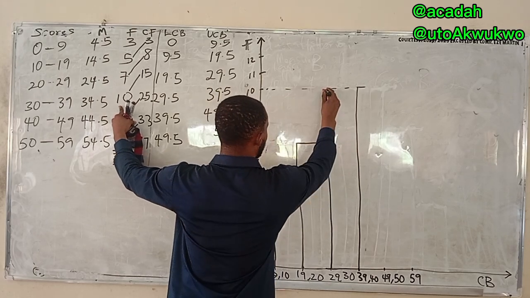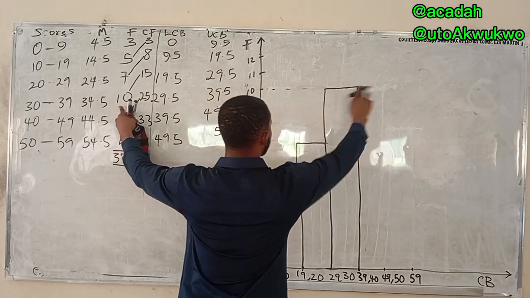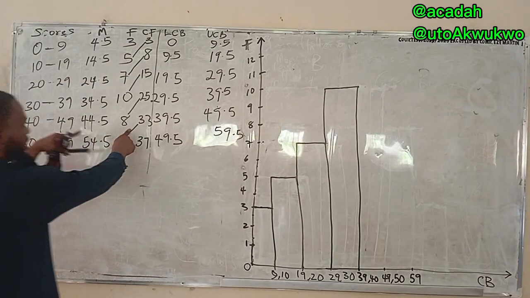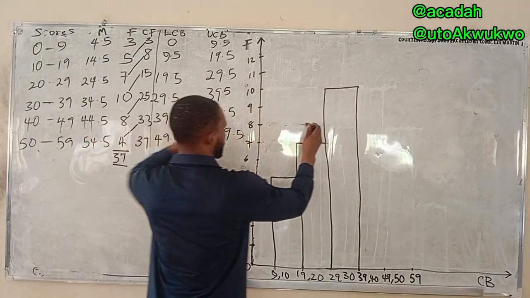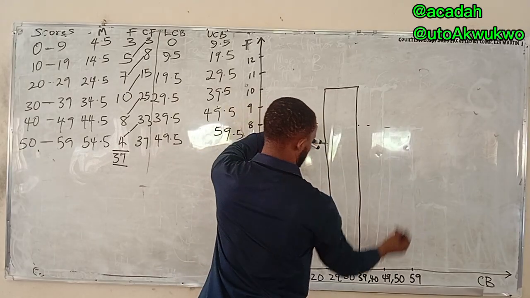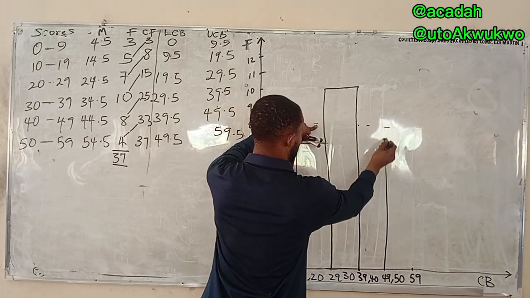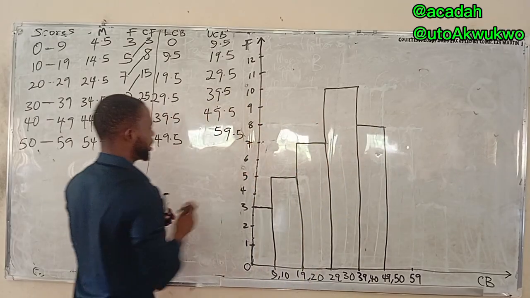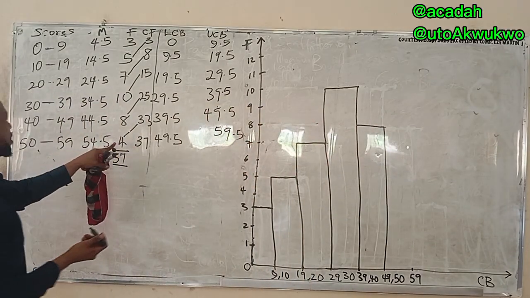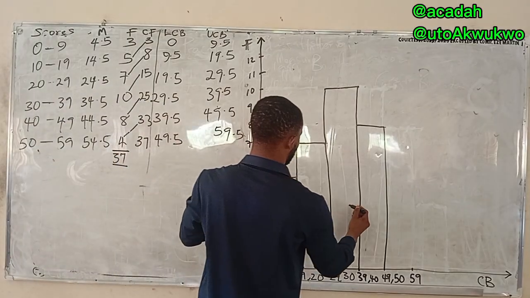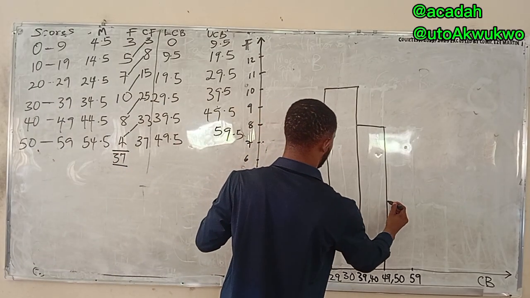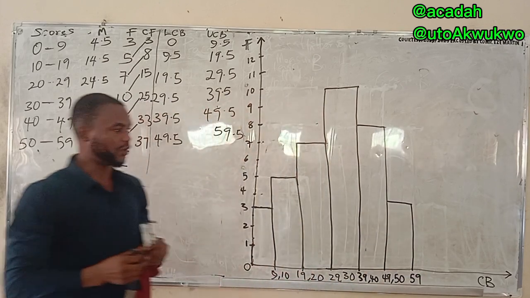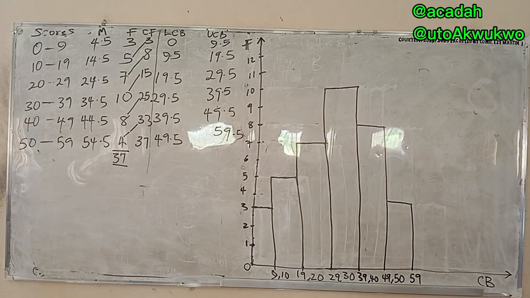Draw a straight line because I'm on the board. The line should be straight. Then 40 to 49 is like 8. Then the last one, 50 to 59, is at 4. This is histogram for you. This is how you draw histogram.